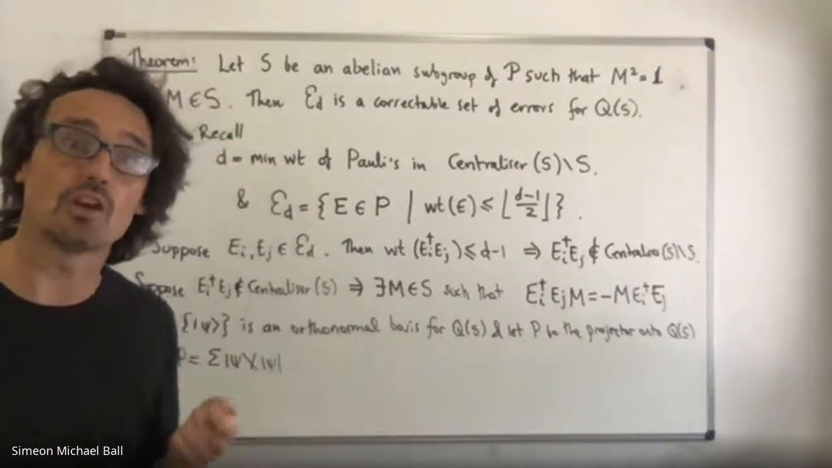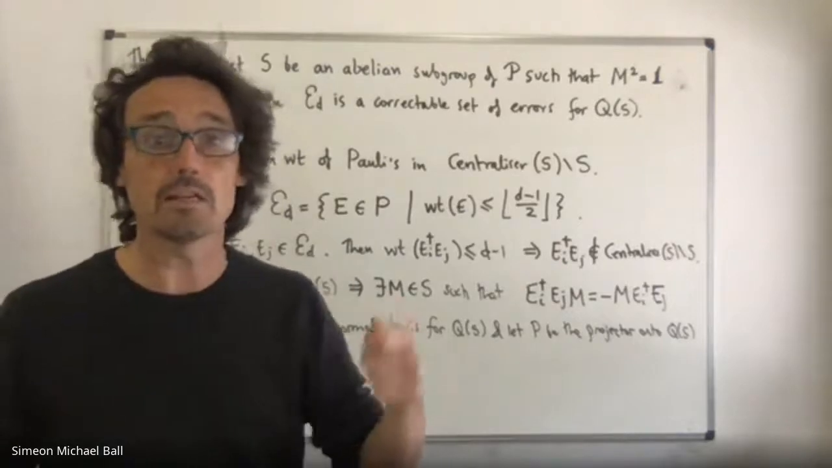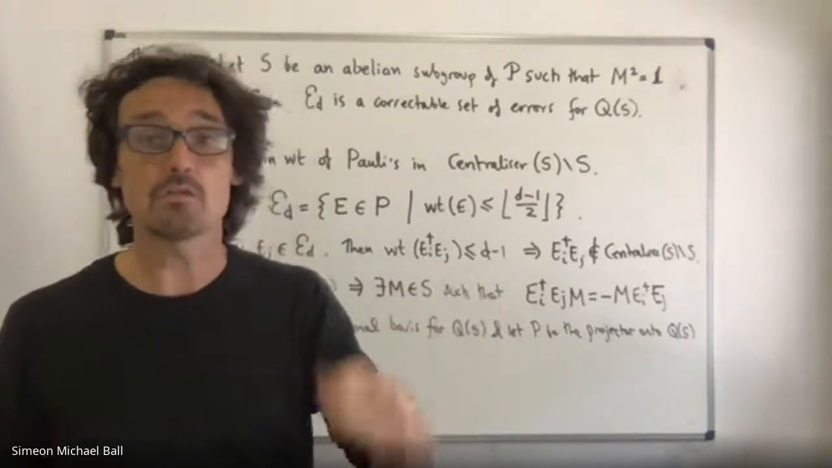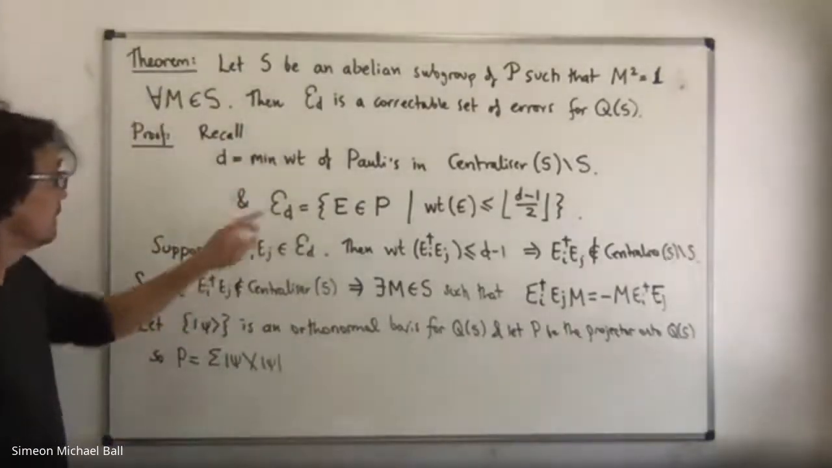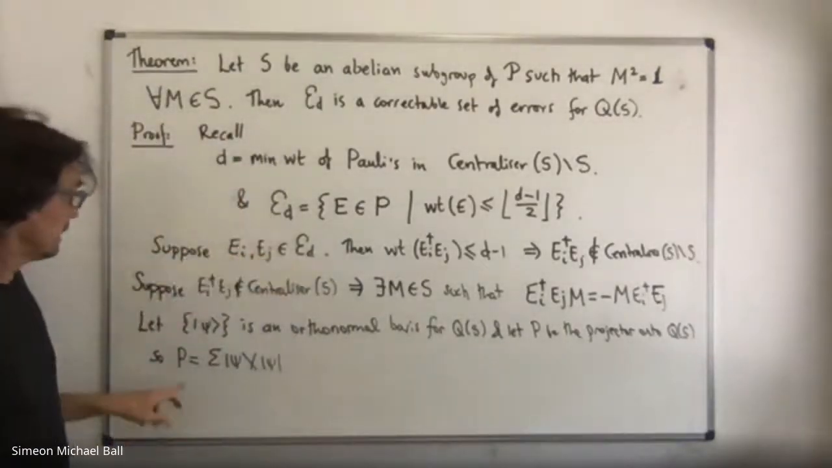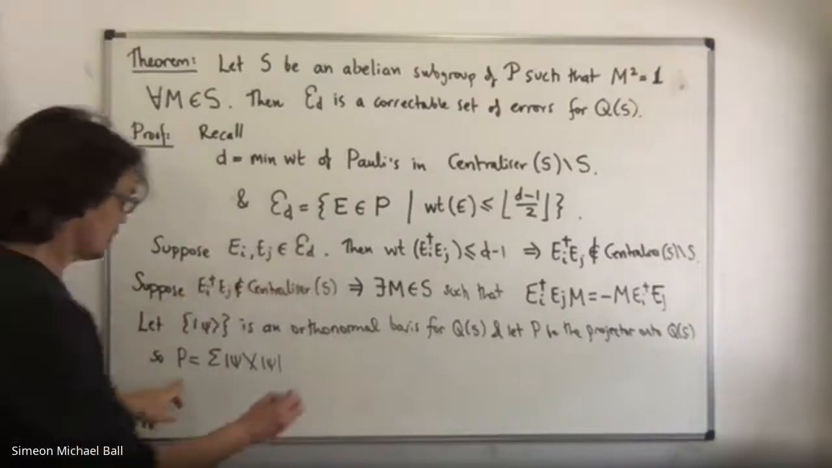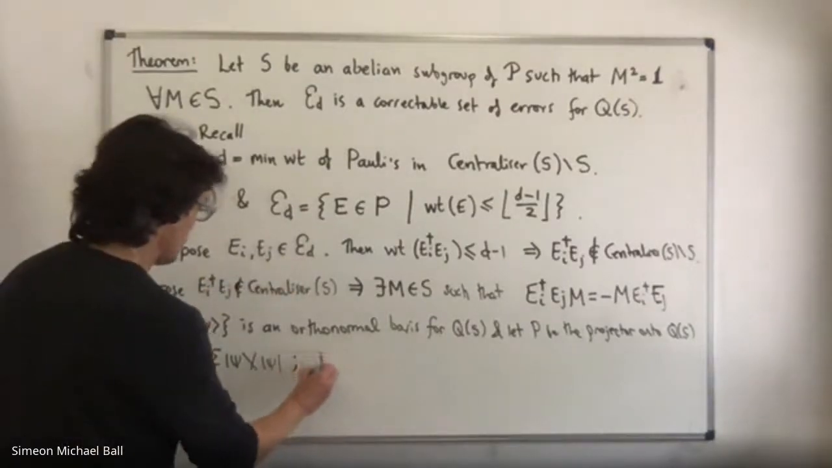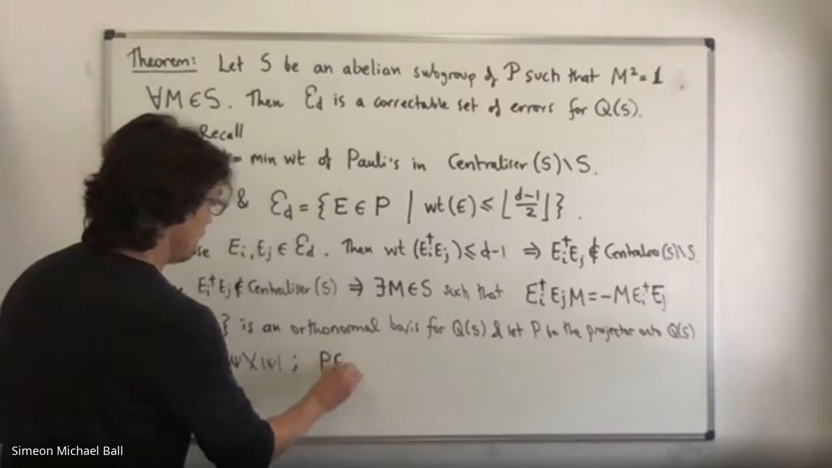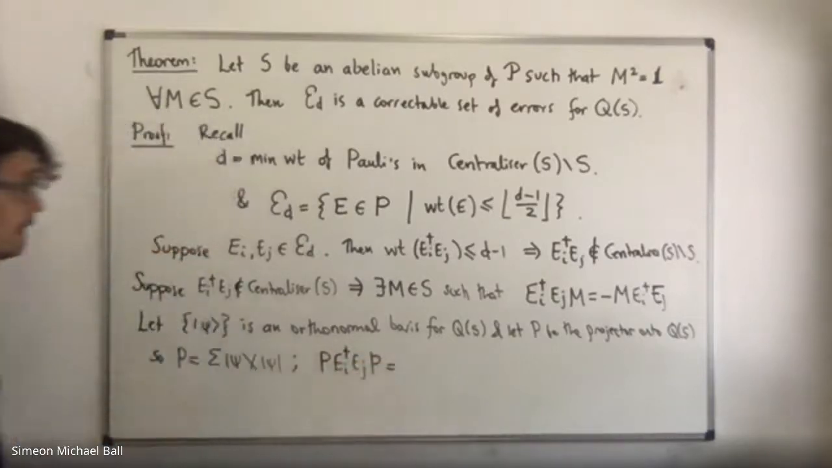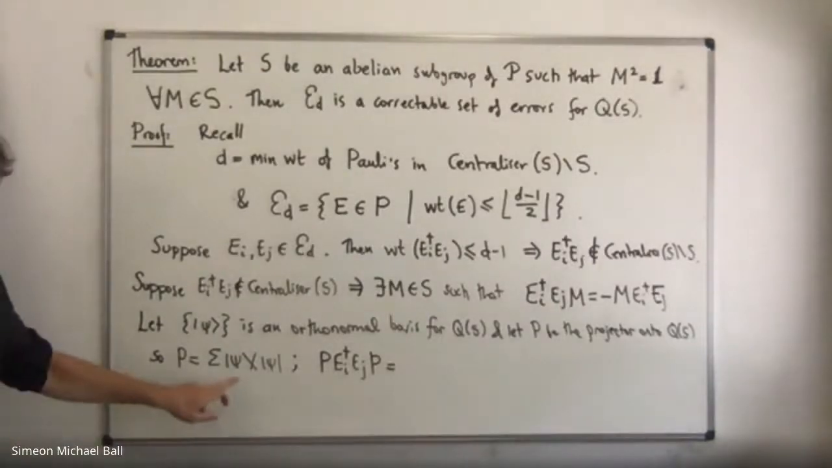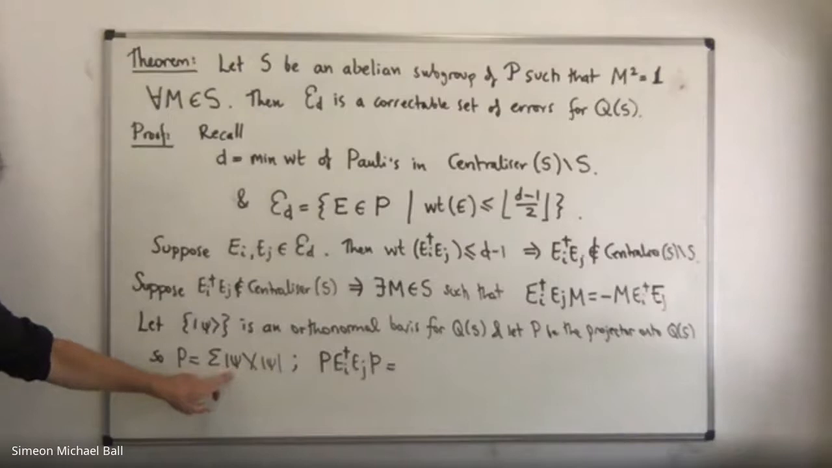So what we need to show is that P E_i† E_j P is equal to a_ij P for all E_i, E_j in our correctable set of errors. So let's see that works. So we can do P E_i† E_j P. Now, what is M times P?